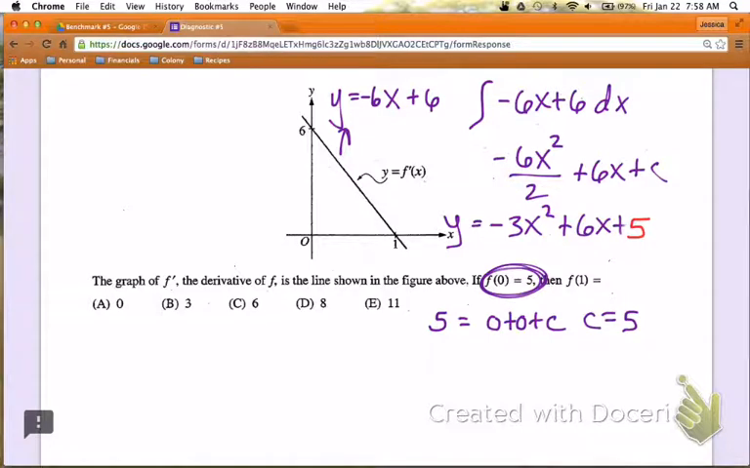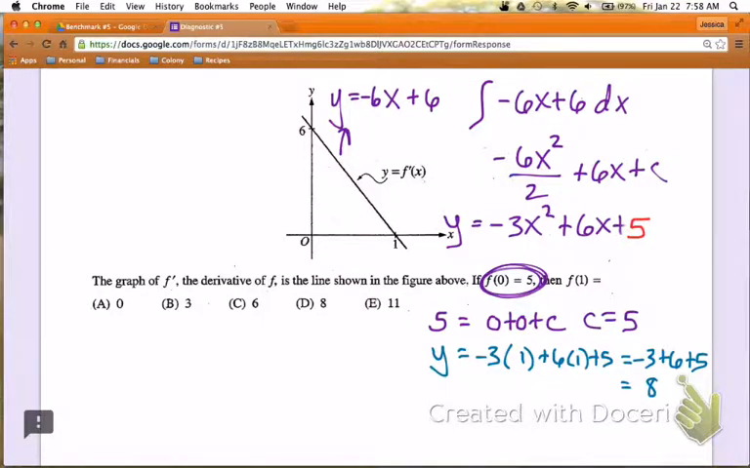Alright, and then if I want to actually evaluate, so now I want to know what f of 1 is. So if I actually plug 1 into this function, what does it equal, essentially? So y equals negative 3 times 1 plus 6 times 1 plus 5. So that would be negative 3 plus 6 plus 5, or in other words, 3 plus 5, which is 8.